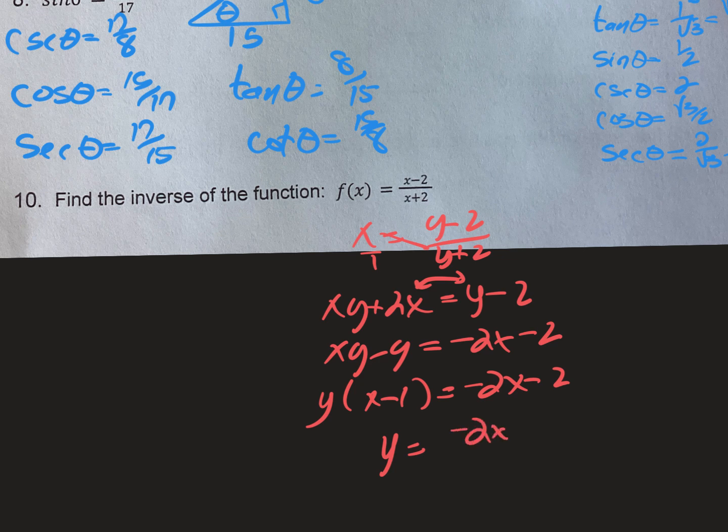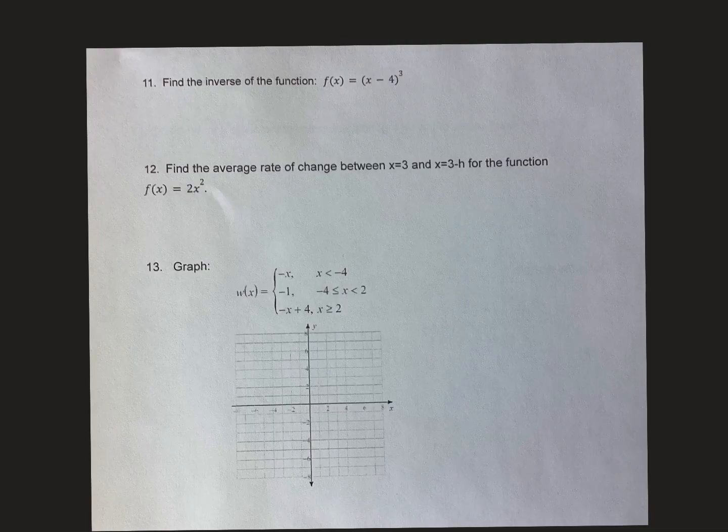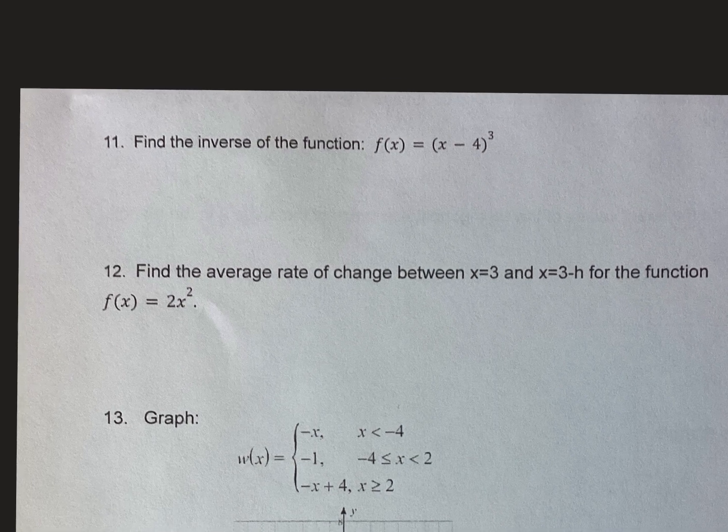Because it says y times x minus 1. The opposite of times is divide. Do that right there. A good idea to erase the y, remember, and put the correct notation, which is inverse of f of x. And there it is. Number 11, find the inverse of this one.